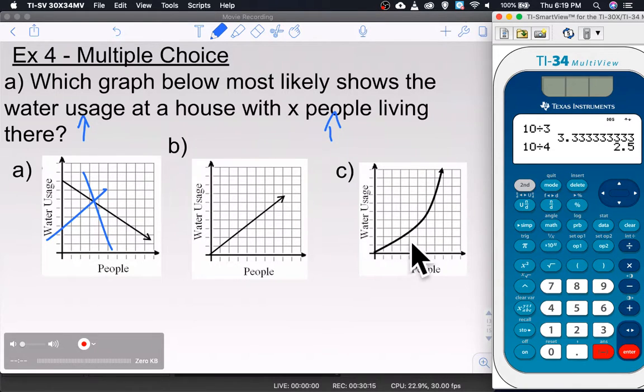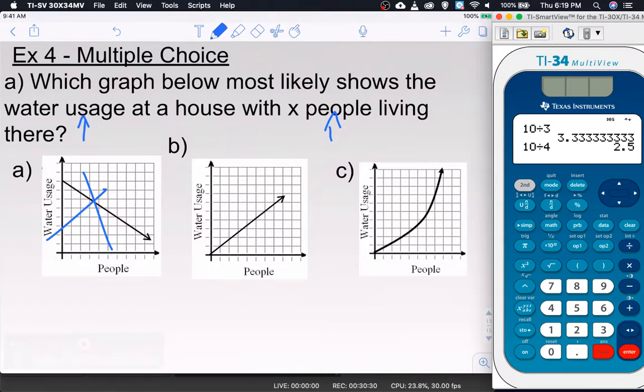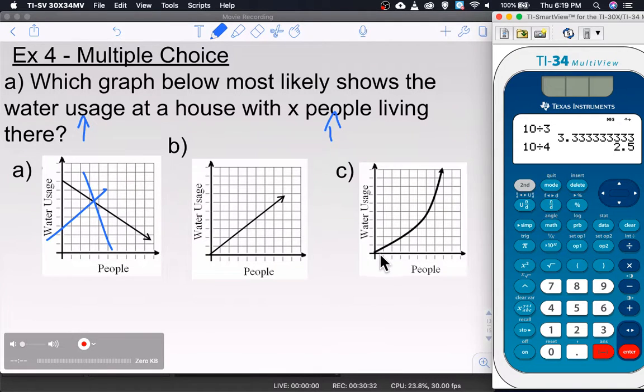Now, between these two, the difference is this one shows that each time you add a person, they use roughly the same amount of water. It goes up by the same amount each time, okay, because this is a constant rate. So each person you add adds roughly the same amount of water. This one shows each time you add a person, you're using an ever increasing amount of water.